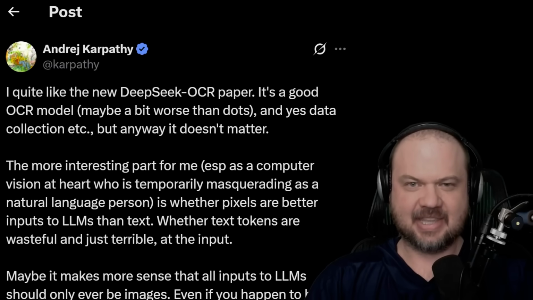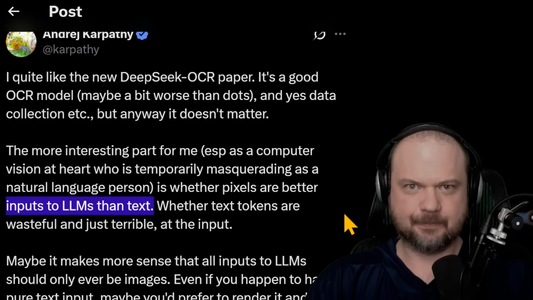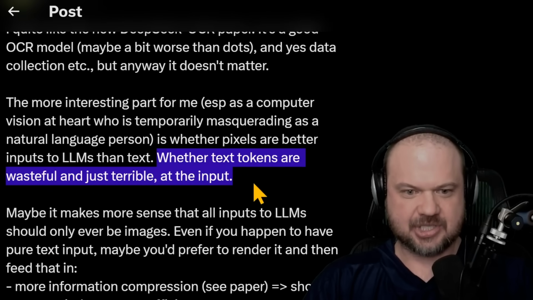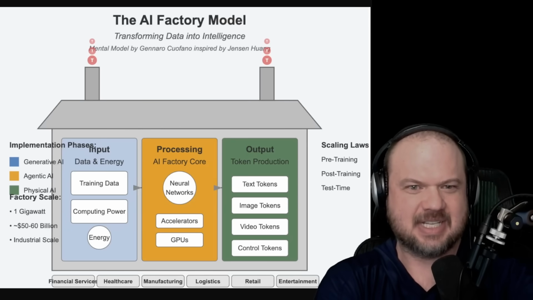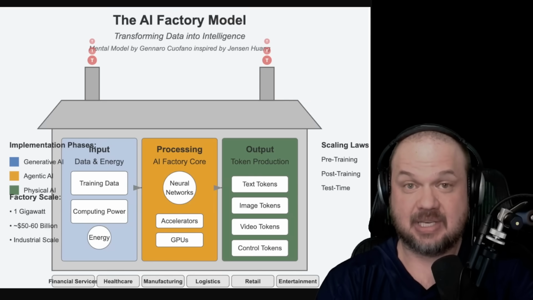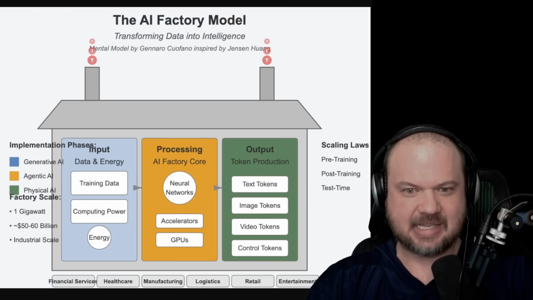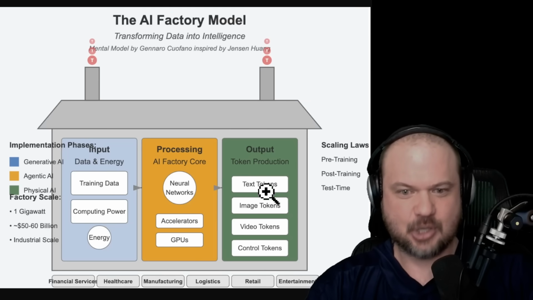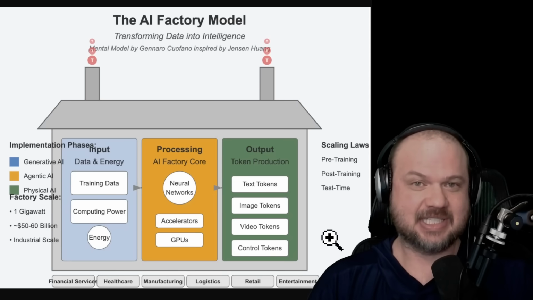Anyways, he continues that the thing that's super interesting to him is whether pixels are better inputs to LLMs than text, whether text tokens are wasteful and just terrible at the input. At one of the NVIDIA conferences, Jensen Huang, while presenting, said this very interesting thing. I mean, it kind of makes sense, but it's important to keep in mind that tokens really can be anything. We take our training data, it gets tokenized, and the outputs are the token production. And there's a lot of different things that the tokens in and tokens out can be, right?